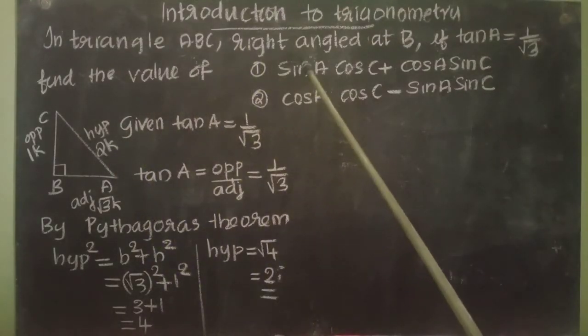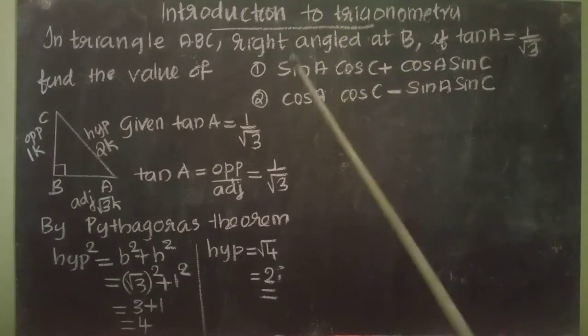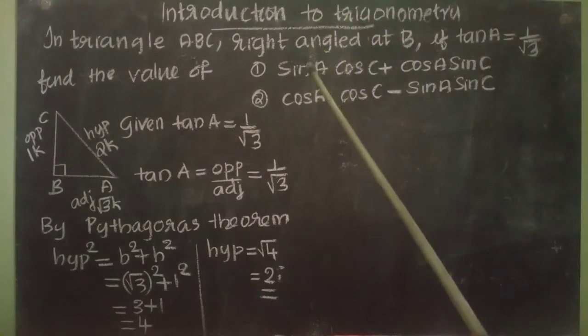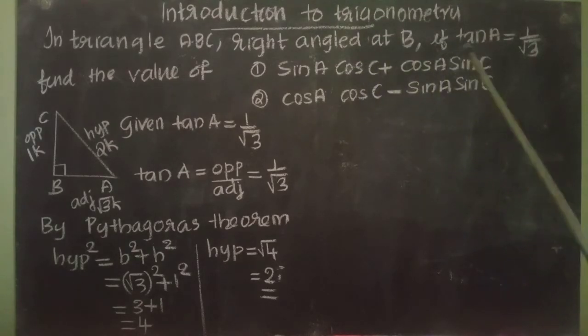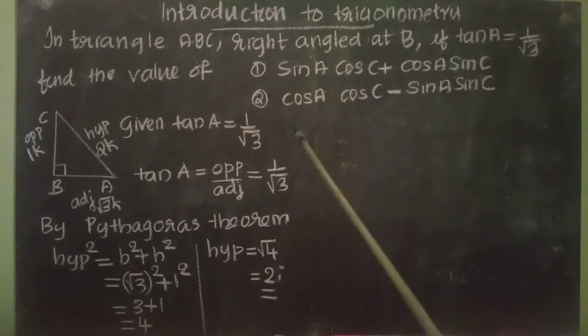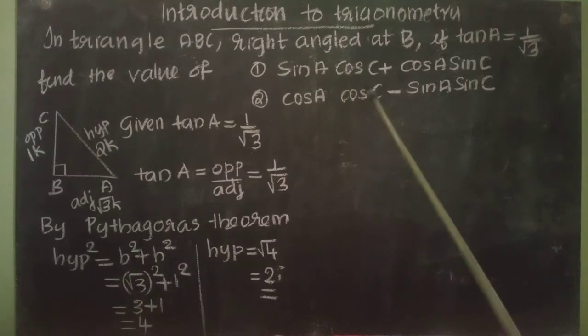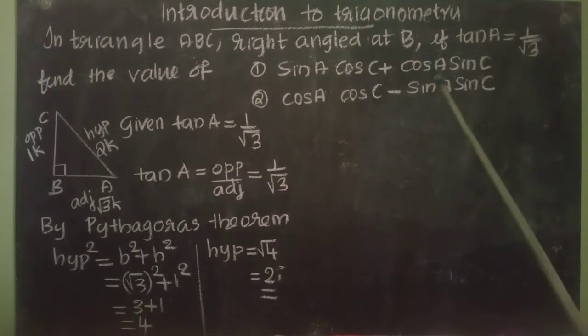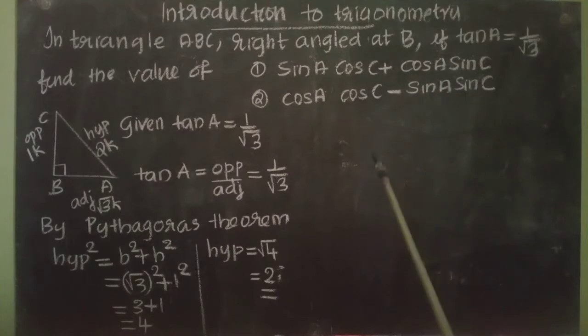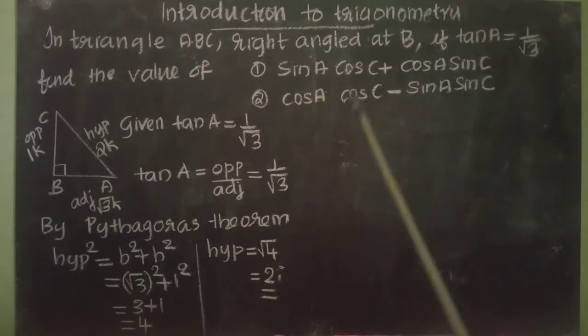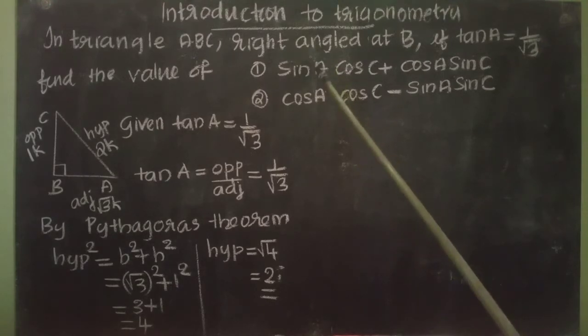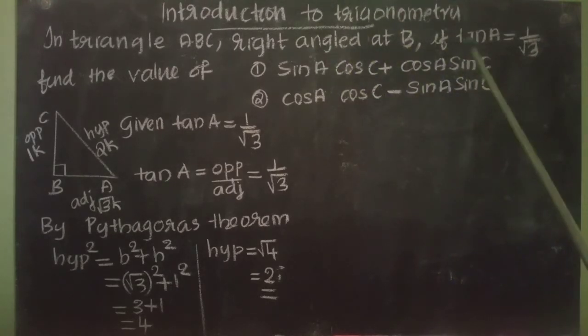Now let us come back to the question. The first question is find sin A cos C plus cos A sin C. Second question is cos A cos C minus sin A sin C. So to find out all these values, first we need to find out what is sin A, sin C, cos A, cos C. So let us find out it first.